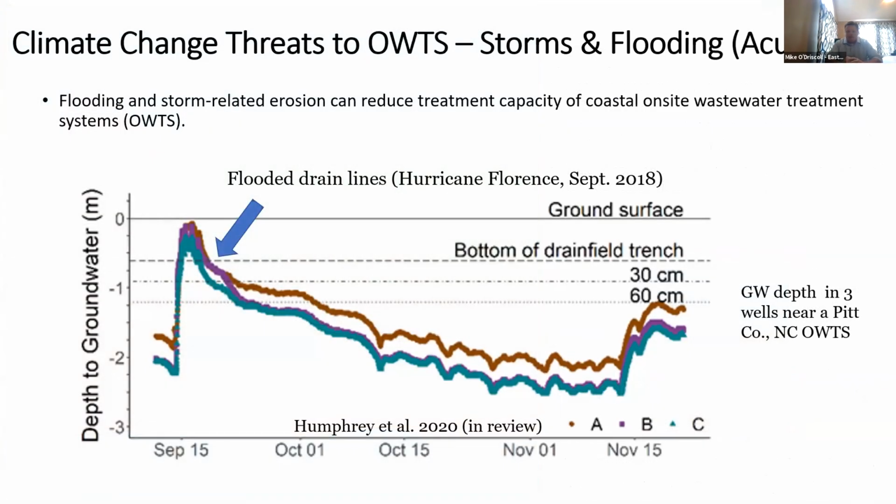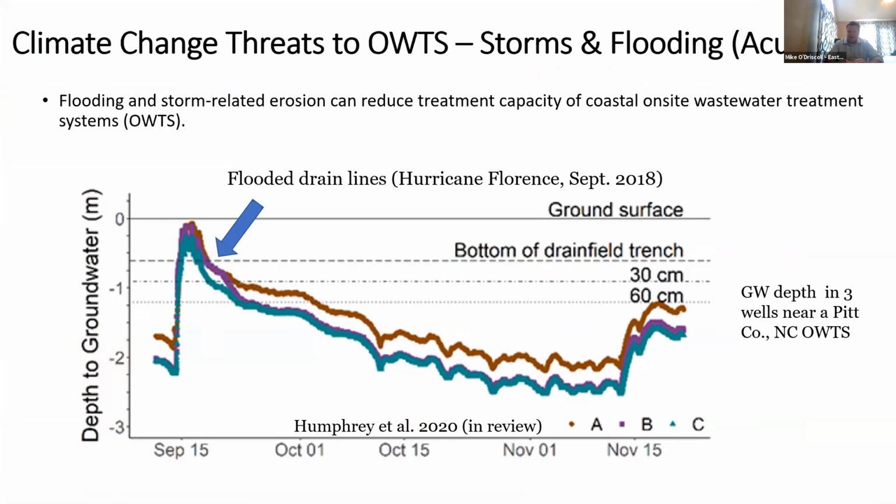So when we think about climate change threats to our on-site wastewater treatment systems, there's the example I showed before where you can have really acute changes with storm-related erosion, where you can wipe out a system very quickly. But there's also the more subtle effects of flooding. And this is an example here after Hurricane Florence for a Pitt County system.